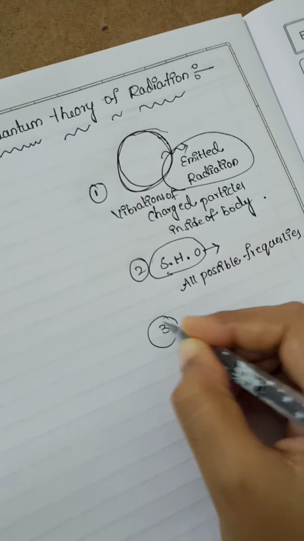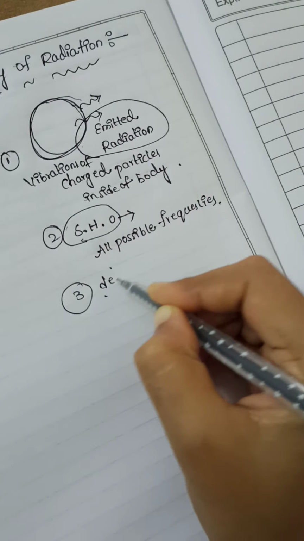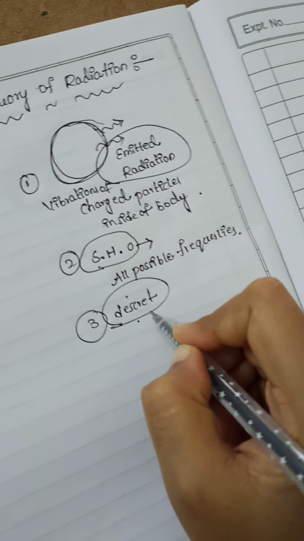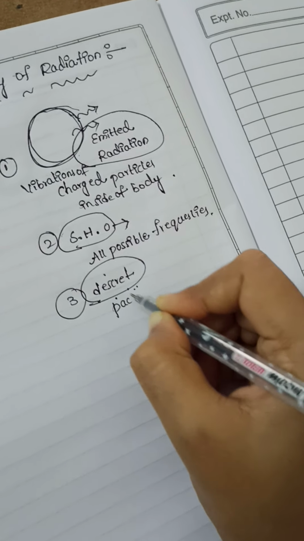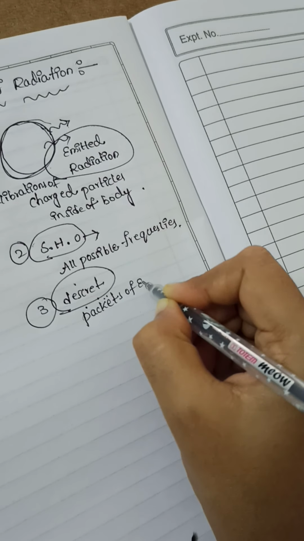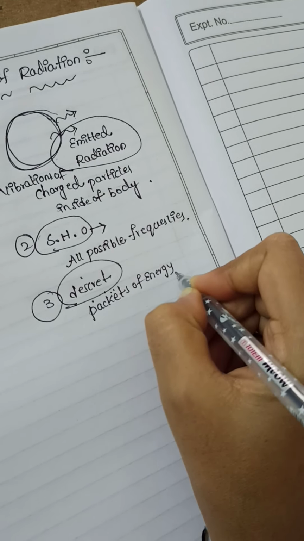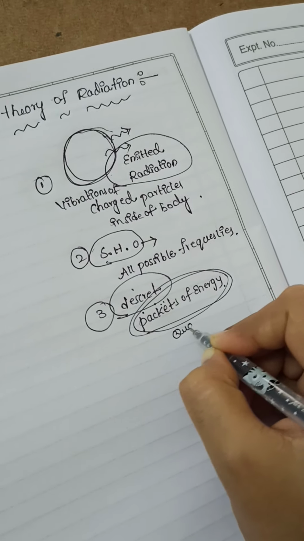And the third one is the emission of radiation. Here the emission of radiation is not a continuous process, it is a discrete process. This discrete nature is in the form of packets of energy. These packets of energy are called quanta. Already we have learned this in our third semester, I think, quantum theory of radiation, Planck's radiation law. So according to Planck's law, these are all the assumptions. The energy is not continuous, the energy is discrete, in the form of packets of energy. These packets of energy are called quanta.